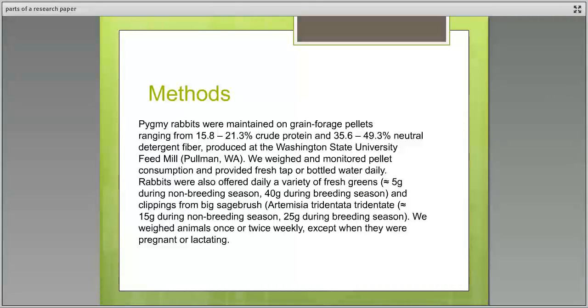So I have an example here of a paragraph from the road. So I'm going to read it out real quick, and then we can talk a bit about its purpose.